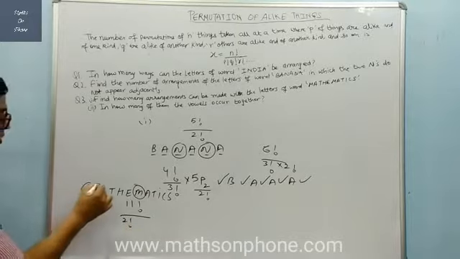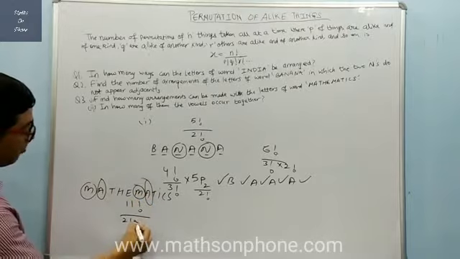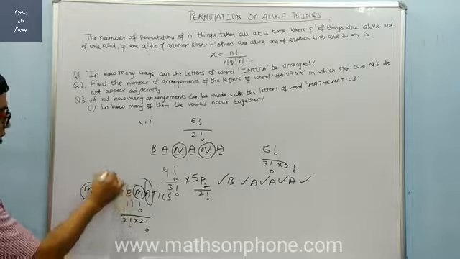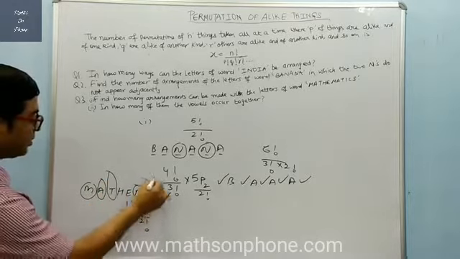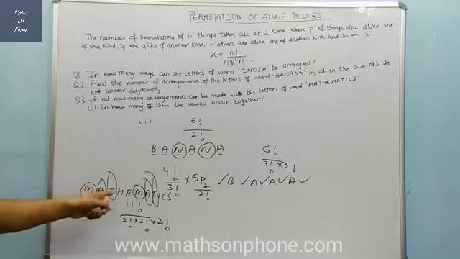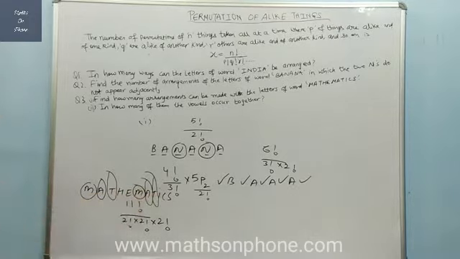Now you see 2 a's are there, so by 2 factorial. Now you see 2 t's are there, so by 2 factorial. And apart from that, I think nothing is repeated. H, E, I, C, S, that is all different.